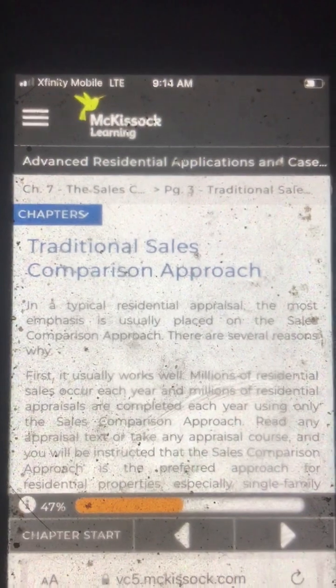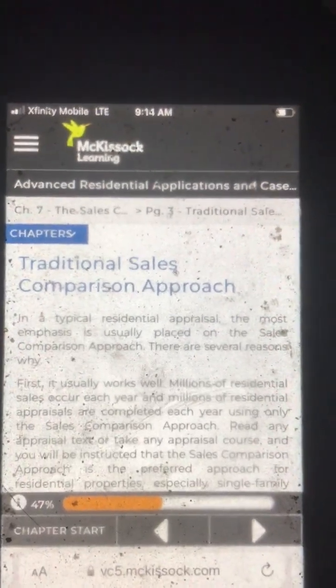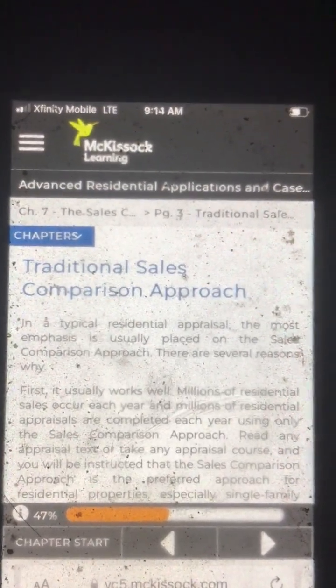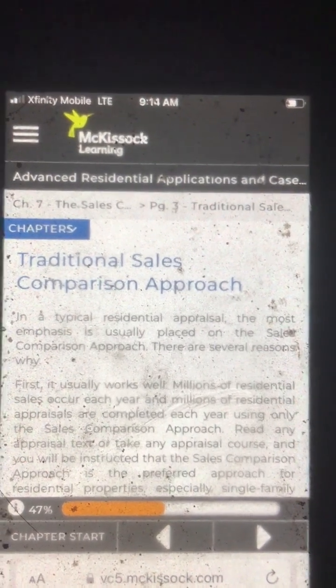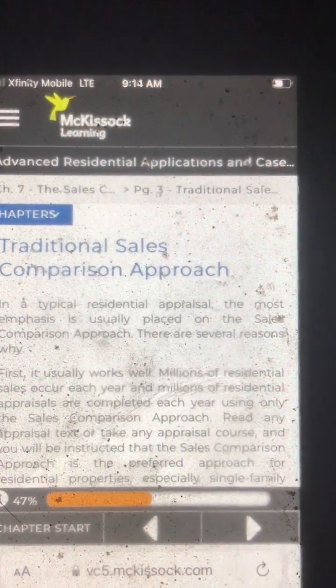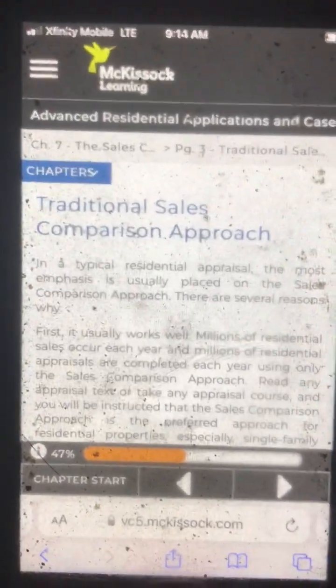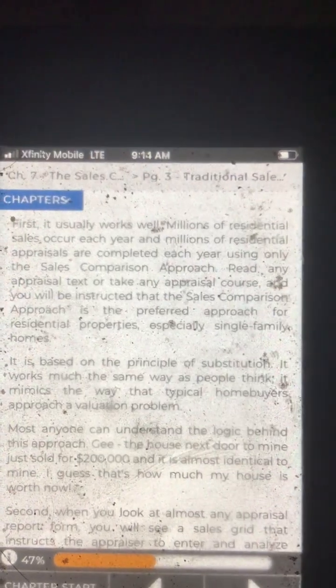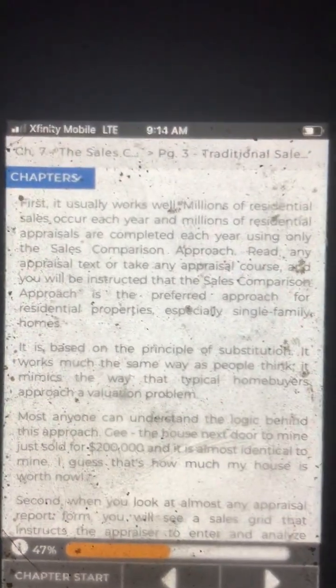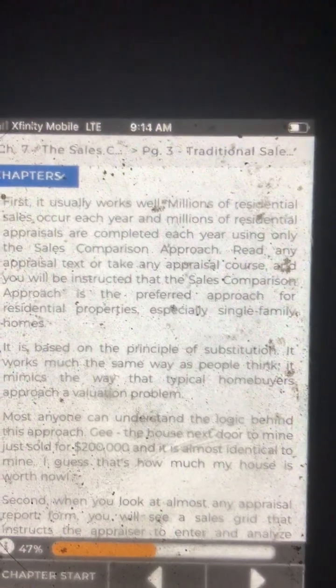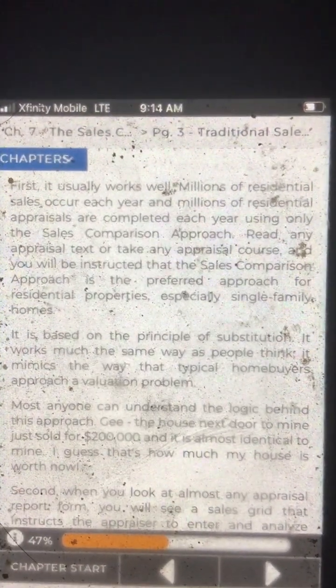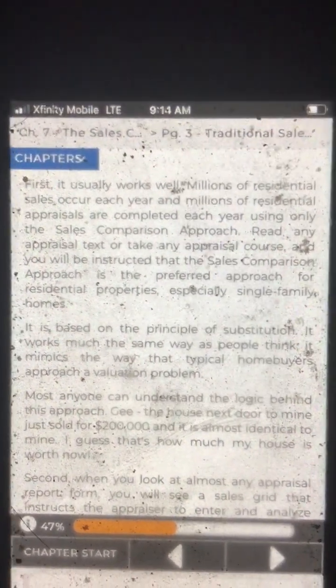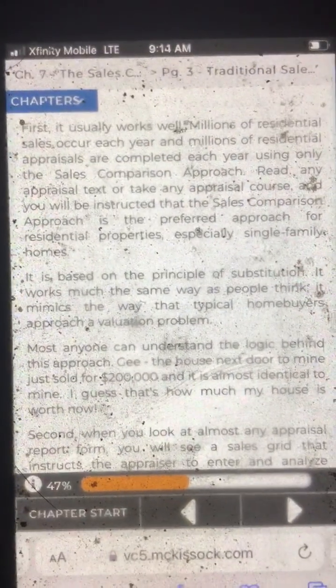Traditional Sales Comparison Approach. In a typical residential appraisal, the most emphasis is usually placed on the sales comparison approach. There are several reasons why. First, it usually works well. Millions of residential sales occur each year, and millions of residential appraisals are completed each year using only the sales comparison approach.